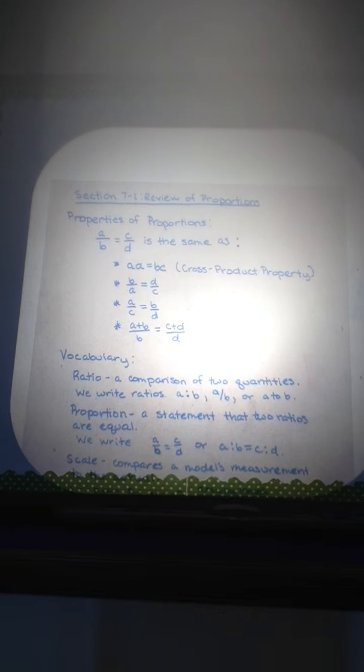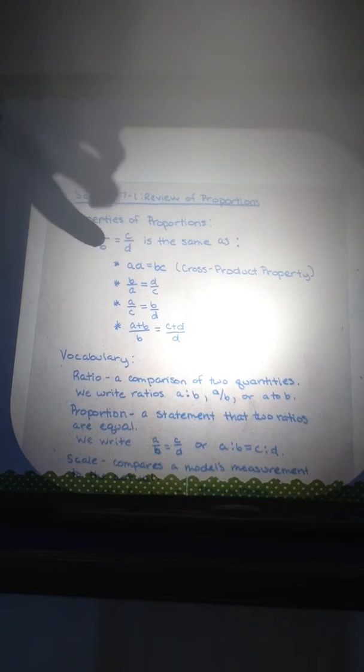A over B is equal to C over D is the same as AD equals BC, which is called a cross product. That's the cross product property. Some people call that cross multiplying. It depends on who your teacher is. We'll call it cross products. That's what our book uses, and that's also what your Regents exam uses, so we'll use it to keep you familiar with the vocabulary.